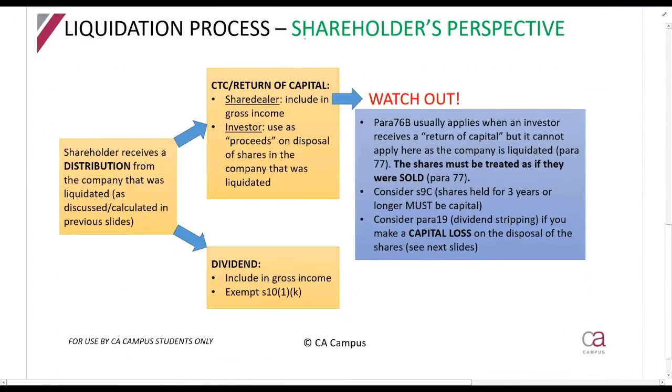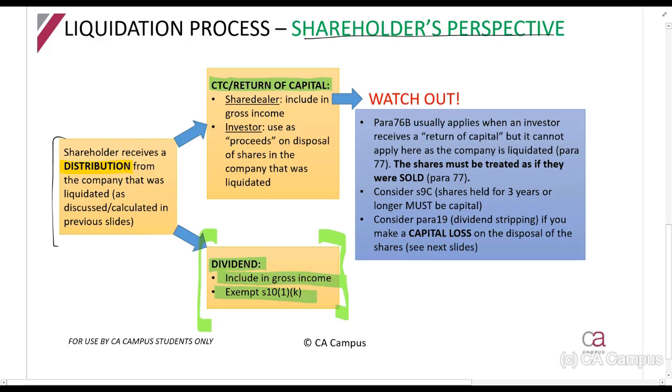So this is still the shareholder's perspective, just summarized. The shareholder is going to receive a distribution from the company, and that distribution can only be a dividend or contributed tax capital / return of capital. The dividend portion is a dividend, guys. You include the full amount in gross income and the full amount is exempt. Nothing has changed there. The return of capital is a different story.